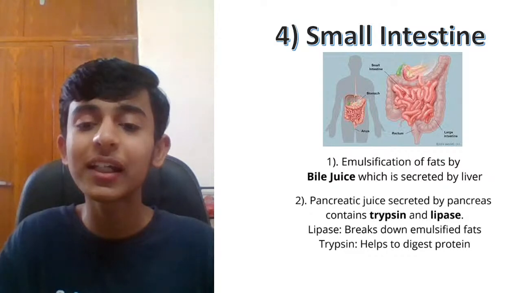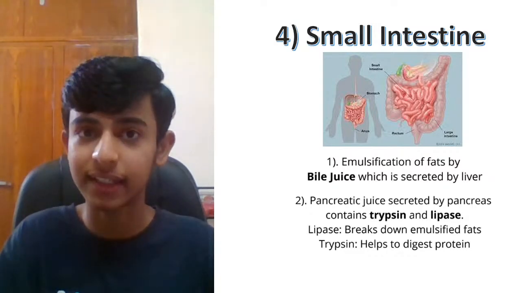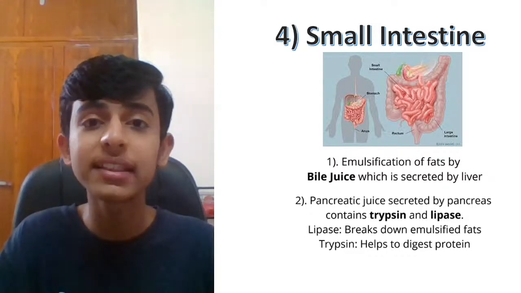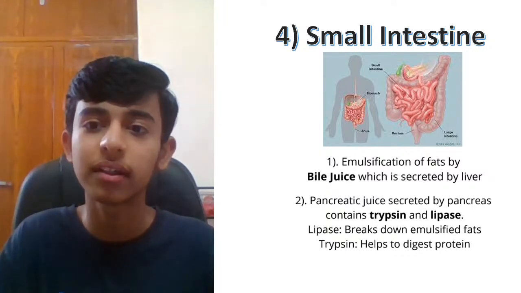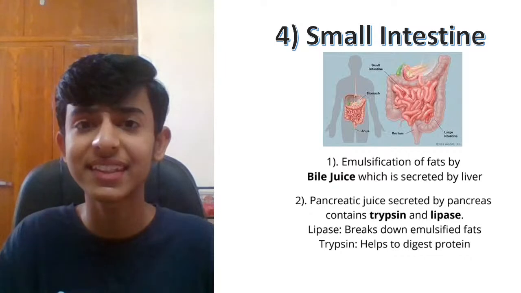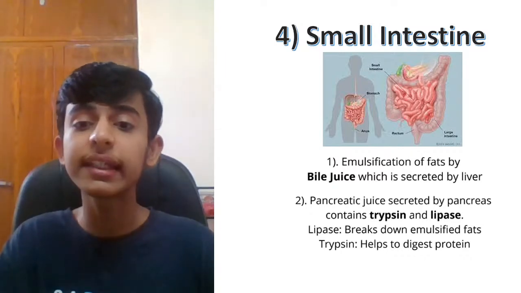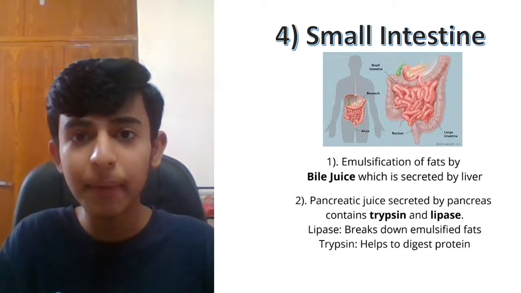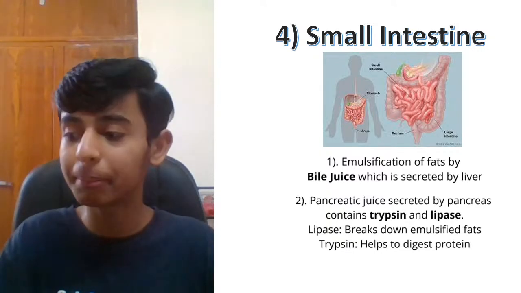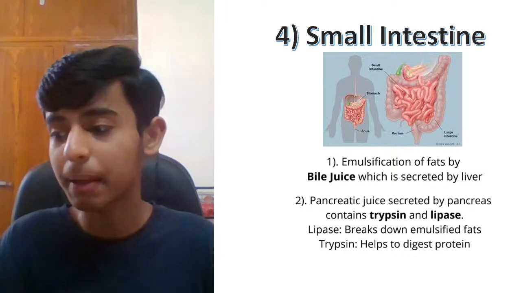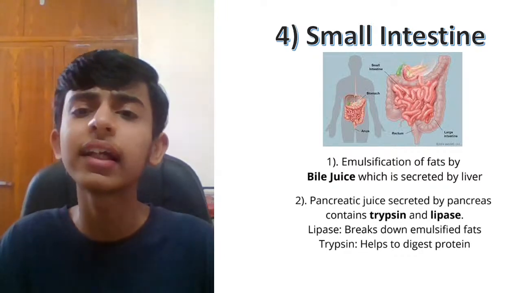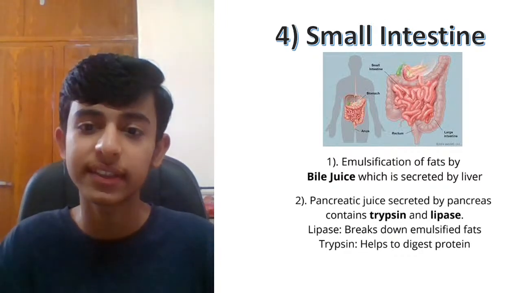Okay, next we come to the small intestine. What exactly happens in the small intestine? The first thing: what are the parts? We have learned that the small intestine is like that, but actually the associated parts are the liver, pancreas, and gallbladder. These are the important points which we need to remember whenever we are learning about the small intestine.